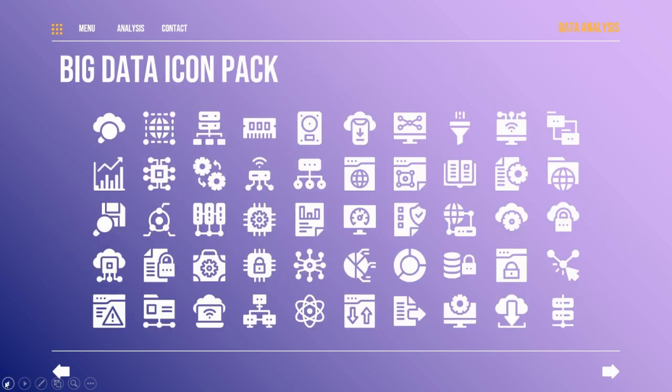Now, here are the big data icons. There are numerous data. This is also a pack of data.